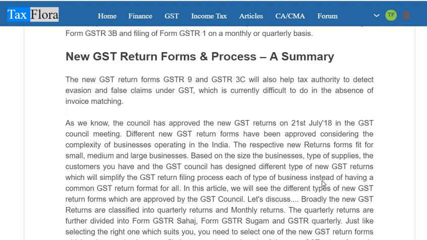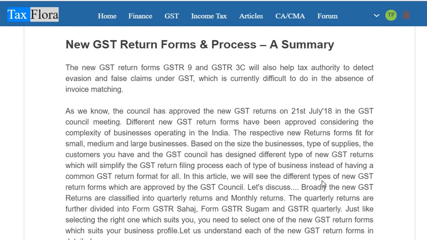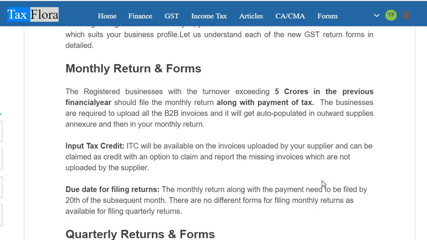What are the new GST return forms? A summary. There are basically two types of GST returns from 1st April 2019 as per the recommendations made by the 31st GST Council meeting updates. First one is monthly GST return forms and second one is quarterly GST return forms. What does it mean? First we'll see what the monthly returns and forms are.